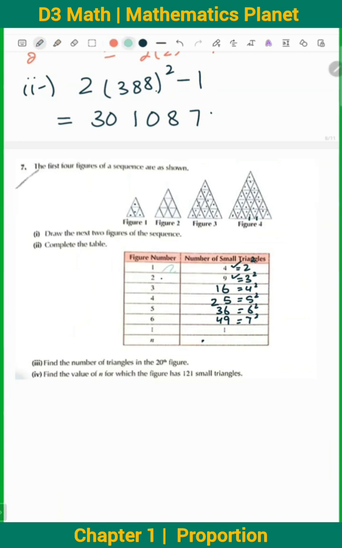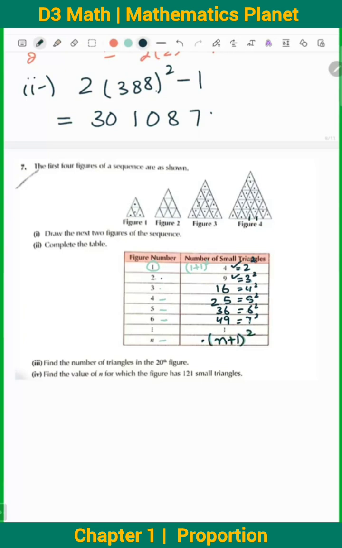How? You can see it's 1 over here. So we write 1 plus 1 whole square, that is 2 square. If it's 2, we write 3 square. If it's 3, we write 4 square. If it's 4, we write 5 square. Then 5, we write 6 square. Then 6, we write 7 square. So if it's n, we're going to write n plus 1 whole square. Getting it?